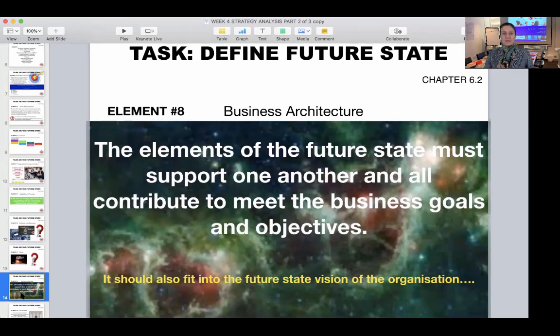Element 8 is about the business architecture. So here the point we're making is that the elements of the future state must support one another and all contribute to meet the business goals and objectives. So it should also fit into the future state vision of the organization.